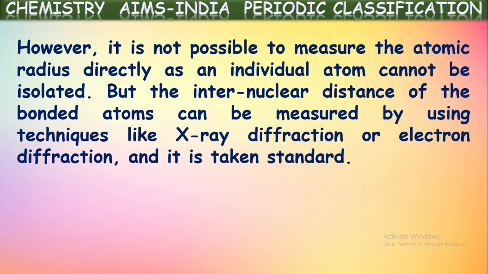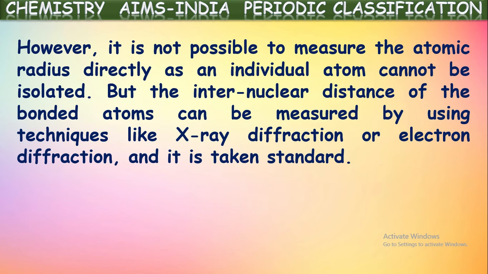However, it is not possible to measure the atomic radius directly, as an individual atom cannot be isolated. We are saying atomic size is defined in terms of atomic radius, the distance between the nucleus and the outermost orbit of an atom. But how can we calculate it? Can we isolate an atom from a group of atoms, from a substance, from an element? No, it is not possible. We cannot get an individual atom from the element because atoms are very, very small particles.